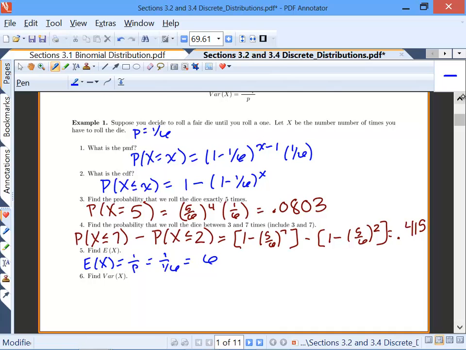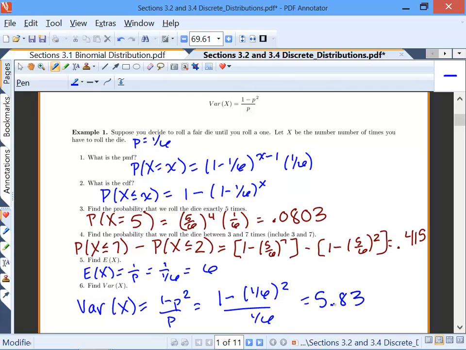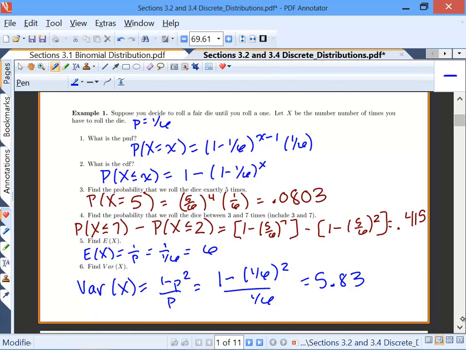And for my variance, this is going to be 1 minus 1/6 squared over 1/6, which is about 30. So my standard deviation is the square root of that, so 5.5.